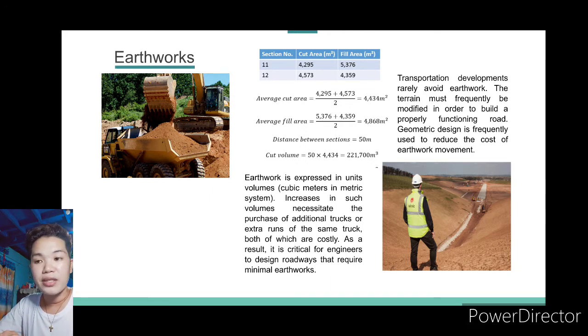Earthwork is expressed in units like volumes or cubic meters in the metric system. Increases in such volumes necessitate the purchase of additional trucks or extra runs of the same truck, both of which are costly. As a result, it is critical for engineers to design roadways that require minimal earthworks.